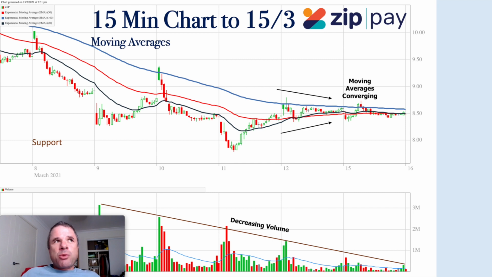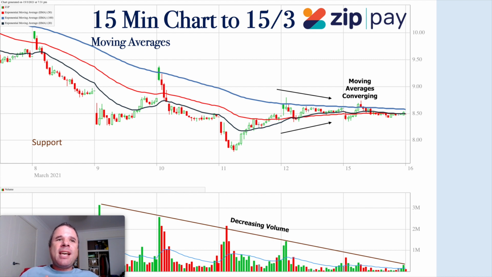So the first chart I just want to show you here is the 15-minute chart to the close on the 15th of March. A couple of very important things I want to show you here. Something I always look for is converging moving averages coming together, like you see on the 12th and 15th here with Zip. Now, when you see moving averages converge together, that is telling you and me that the stock is becoming less volatile.